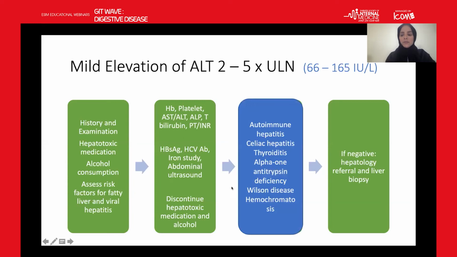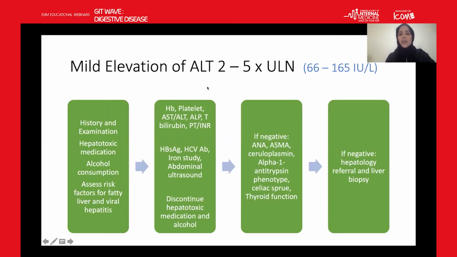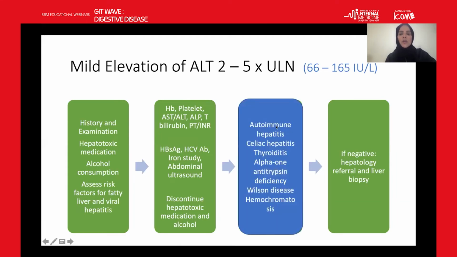And if all these are negative, the viral hepatitis, the iron profile, you check for autoimmune hepatitis with anti-nuclear antibody, anti-smooth muscle antibody, ceruloplasmin for Wilson, alpha-1 antitrypsin, celiac sprue antibodies, and thyroid function. Looking for all the diseases that we talked about, and if all are negative, you refer the patient to a hepatologist to obtain a liver biopsy to evaluate.